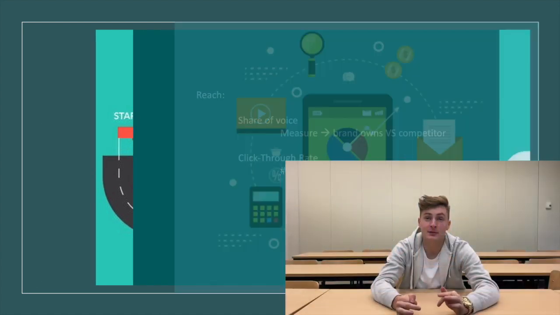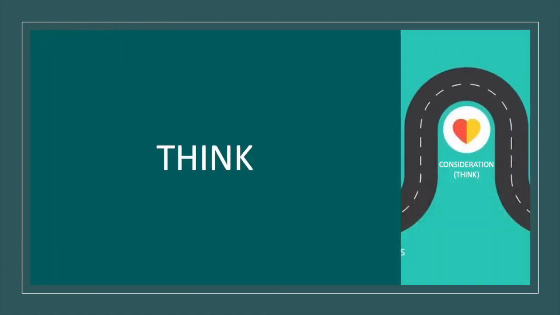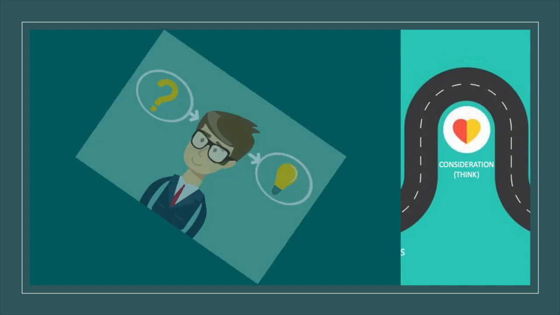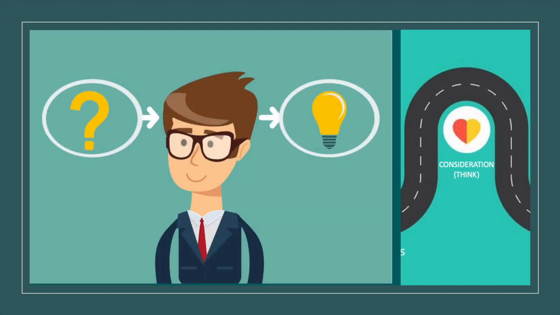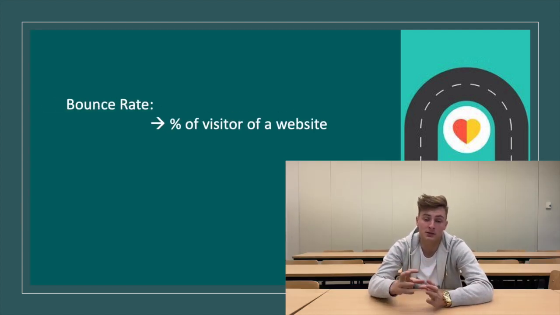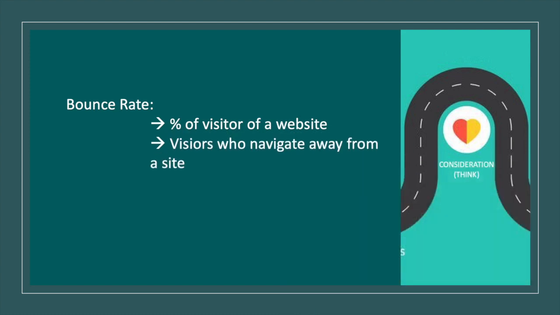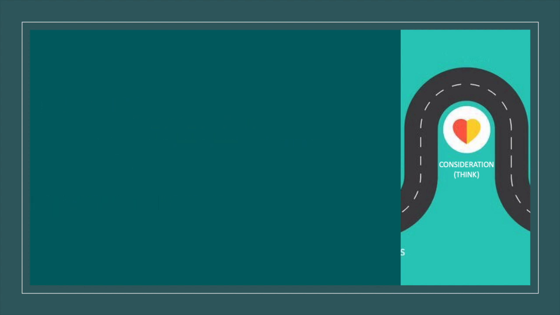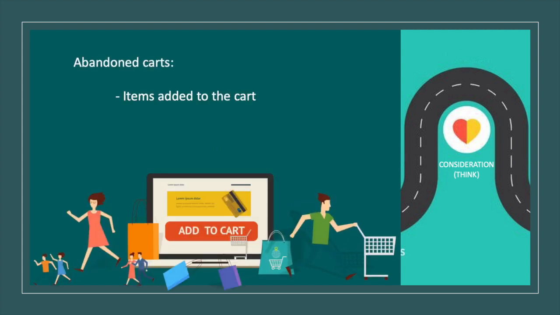The second step of the customer journey is think. This step strives to find solutions for the problems identified in the previous step. We talk about key performance indicators like the bounce rate, which is the percentage of visitors to a particular website who will navigate away from the site after viewing one page, or other indicators like commercial intent signals and abandoned carts, which are products that are added to a cart and then not purchased in the end at all.